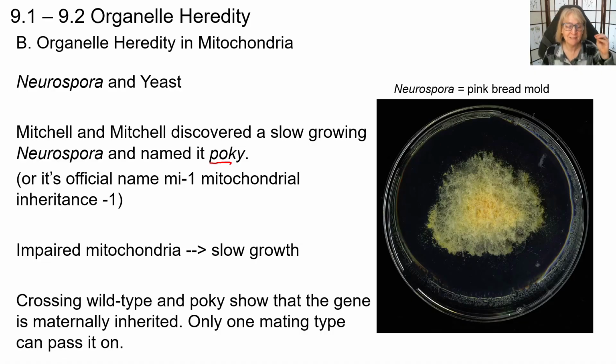When I cross a wild type, so wild type means basically no pokey, and pokey, it shows that the gene is maternally inherited. If you're a fungus, you only inherit what your mom passed on. Only one mating type actually passes it on. I want to go on to the video too, but I have in your homework an example of this.